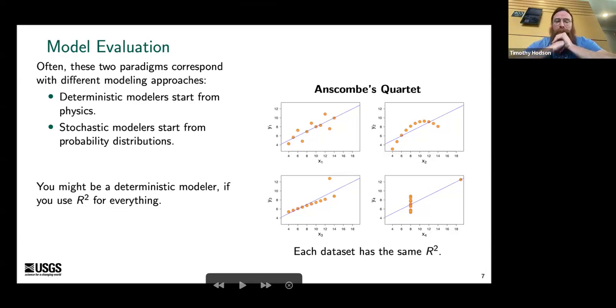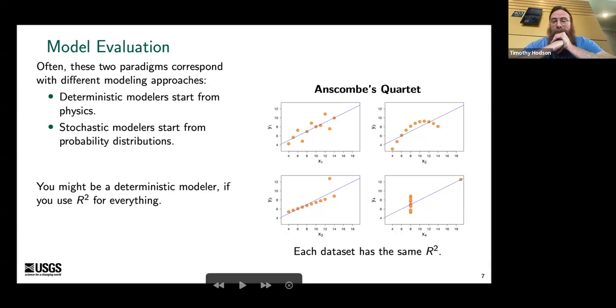And often these two paradigms correspond with different approaches to modeling from the outset. Deterministic modelers start from physics. Stochastic modelers start from probability distributions. And again, sort of at the root of this talk, you might be a deterministic modeler if you're using R-squared for everything. And that's a bad idea.